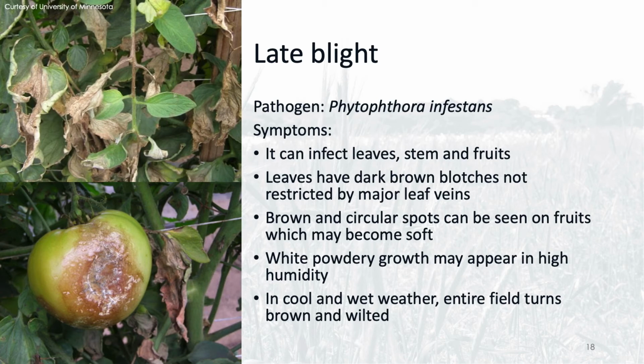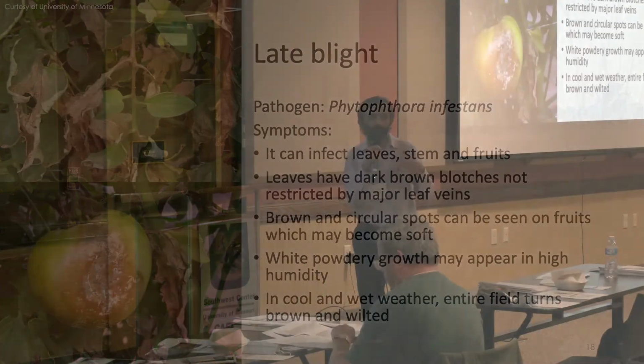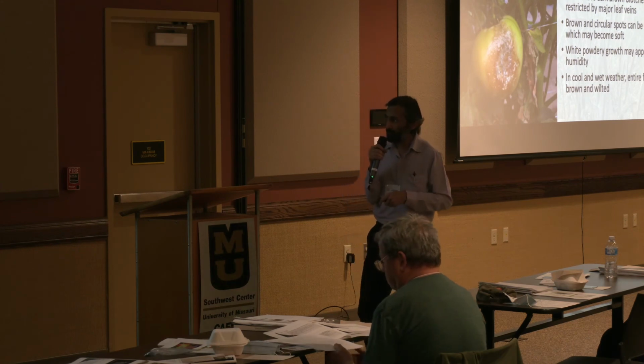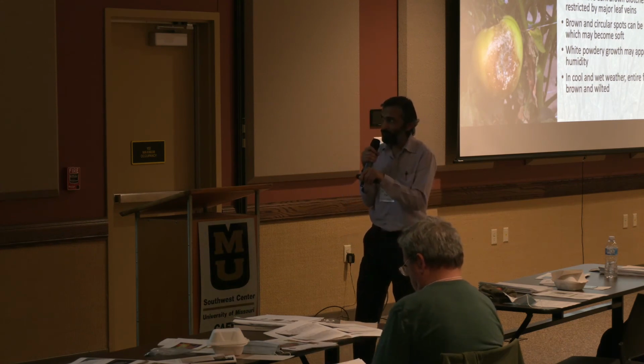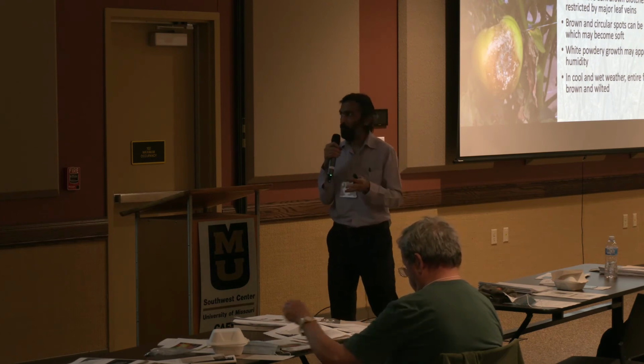It starts with dark brown blotches, which are generally not restricted by the major leaf veins. It has brown and circular spots, which can be seen on the fruits, which can become softer. So in buckeye rot, it is not soft, whereas here, it can become softer. And then there is a white powdery growth, which is also an indication of production of pathogen spores in wet conditions. Again, when there is cool and wet weather, this will spread exponentially in the field.